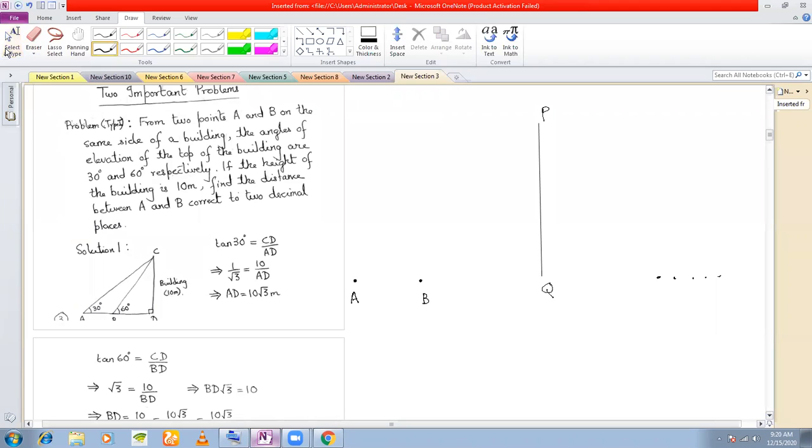Okay, so two objects are on the same side of the building. And remember, the observer is at P. That is why the angle of depression is, no, the observer is at A and B, because the angles of elevation are given. Fine. So the observer is at A and B. If the height of the building is 10 meters, what is the height of the building? 10 meters.